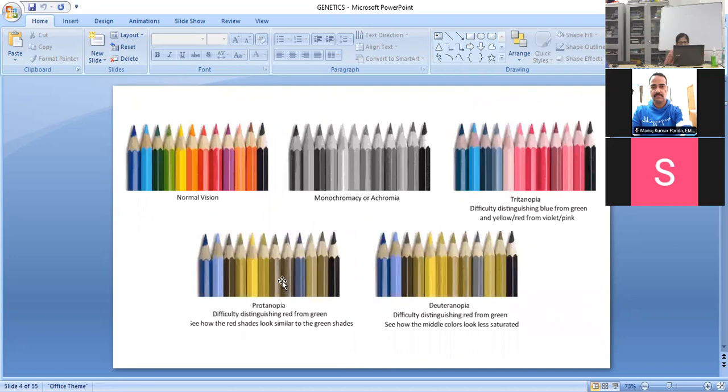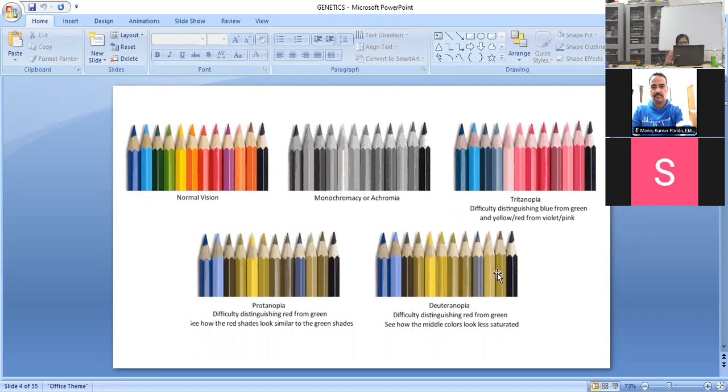Let's see what is color blindness. Now with this simple example, this is what a normal man with normal vision would see, all the colors. But if it is monochromatic, we see only light and dark shades. No colors are there. If it is tritanopia, there is difficulty distinguishing blue from green and yellow from red. If it is protanopia, then there is a difficulty distinguishing the red from the green. And if it is deuteranopia, then it cannot distinguish between the shades of green.